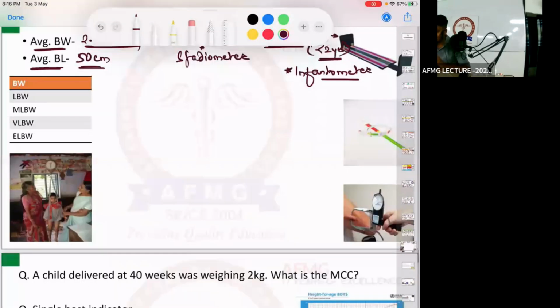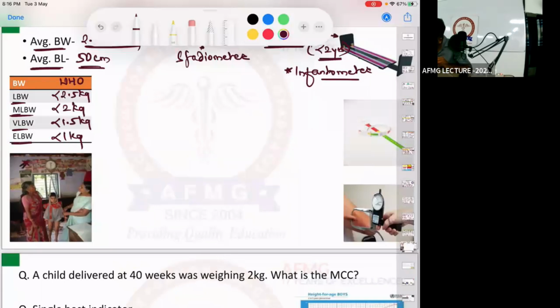Now if a child is born before term or his birth weight is less, he would be classified according to the WHO classification. Normal weight of a child is between 2.5 to 4 kg. Low birth weight means less than? Moderately low birth weight means less than? Very low birth weight means less than? Extremely low birth weight means less than?